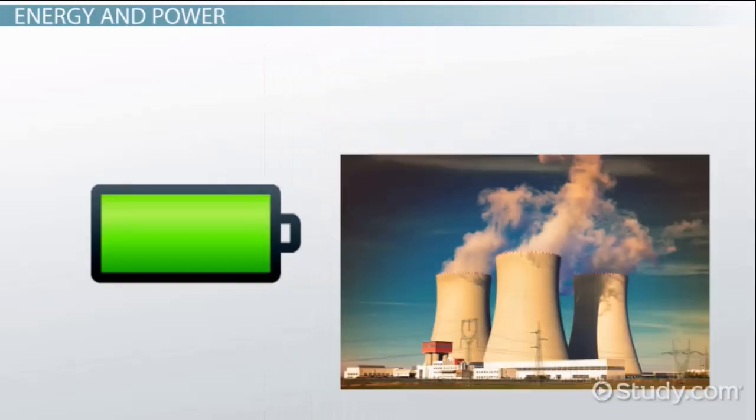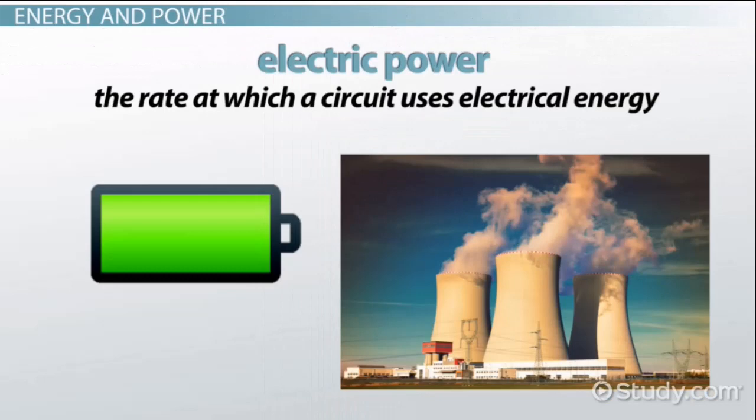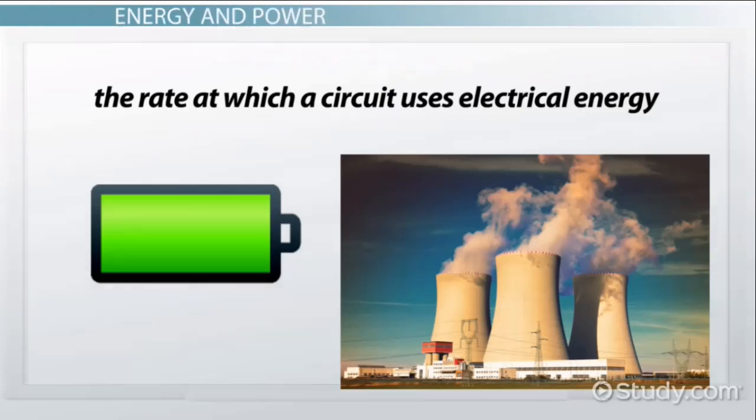Since we are dealing with electric circuits, we are also dealing with electric power. We define electric power as the rate at which a circuit uses electrical energy. Electrical energy is the charge that comes from a battery or from the power plant. There are two ways to calculate this power. We can use either the voltage or the resistance of a circuit.